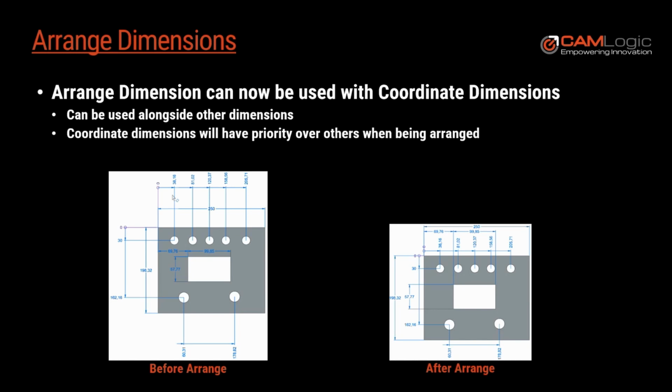One thing to keep in mind is that it does prioritize the coordinate dimensions first, so those ones will generally be closer to the model. But yeah, it supports and will arrange both types of dimensions, and it will also arrange a model that has both.